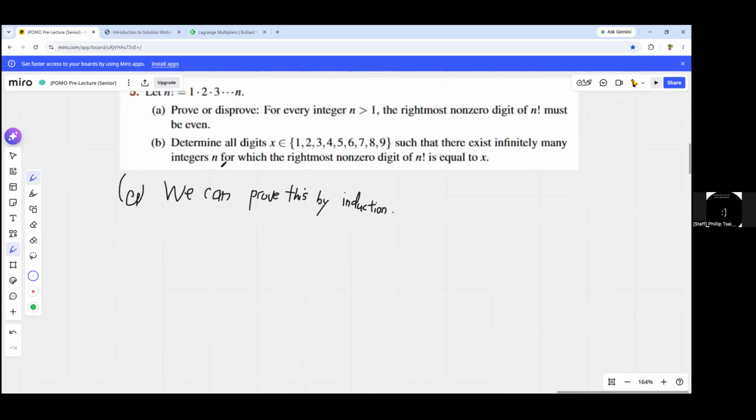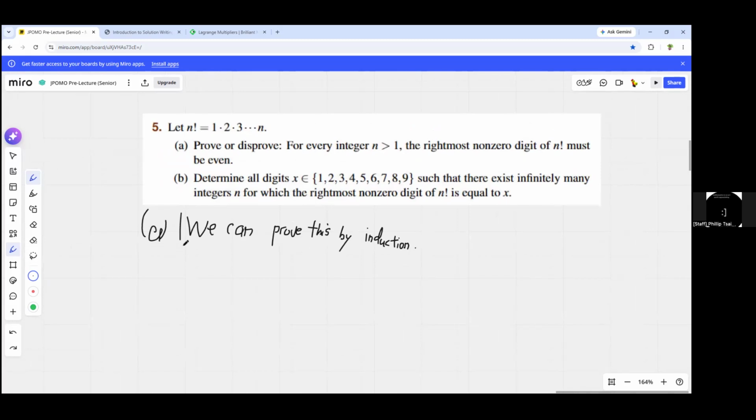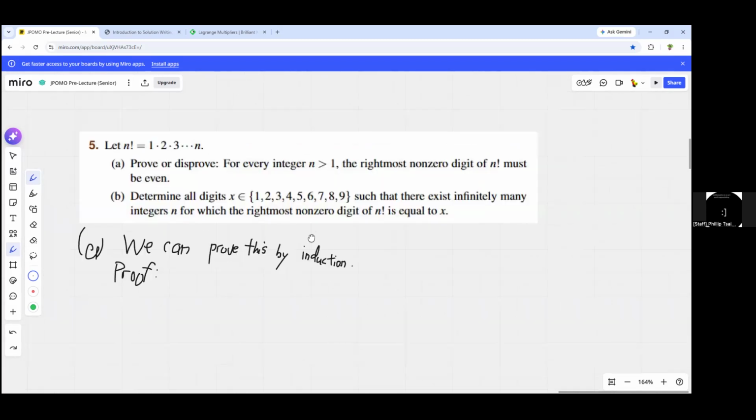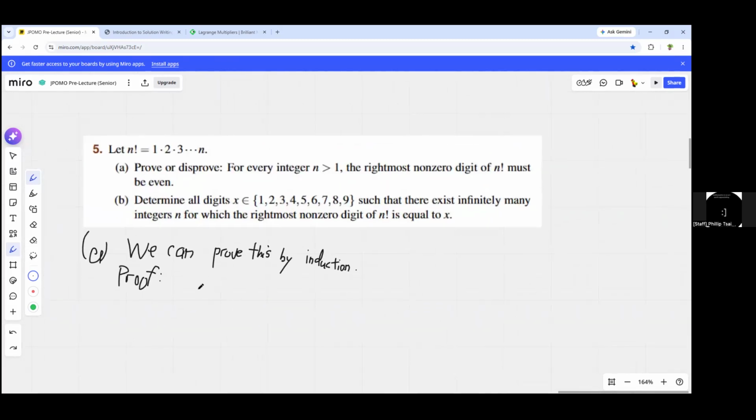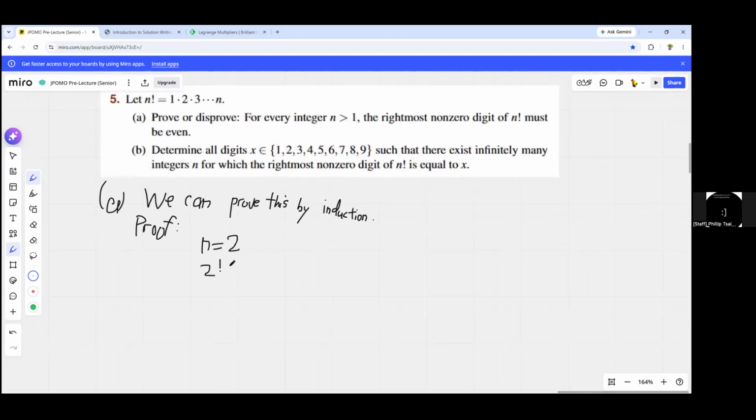Okay, so we can prove this by induction, right? Usually we say proof, and then we give our proof by induction. In this case, we start with the base case n is equal to 2, which is n factorial.